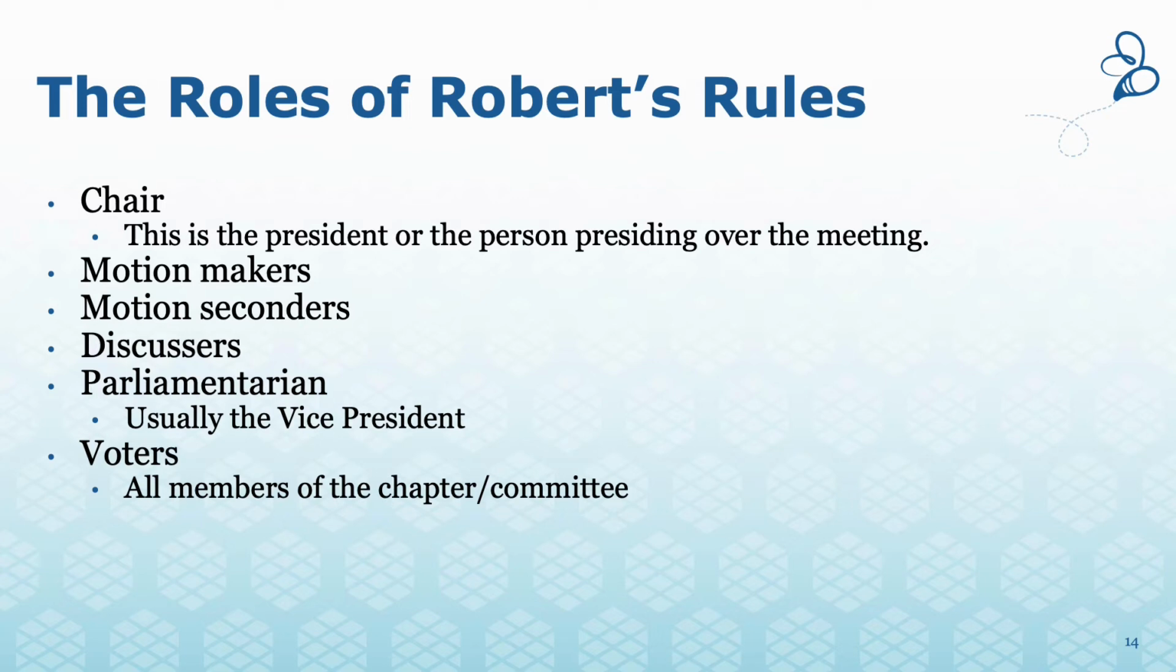Okay, so there are a few roles of Robert's Rules. One is the chair of the meeting. This is usually the chapter president, or in the absence of the president, the vice president who presides over the meeting. Or in the case of a chapter standards board meeting, this would be the vice president. Then there are motion makers, motion seconders, discussers, the parliamentarian, usually the vice president, and voters, all members of the chapter and committee. Of course, the secretary is the person logging all this information and taking minutes.